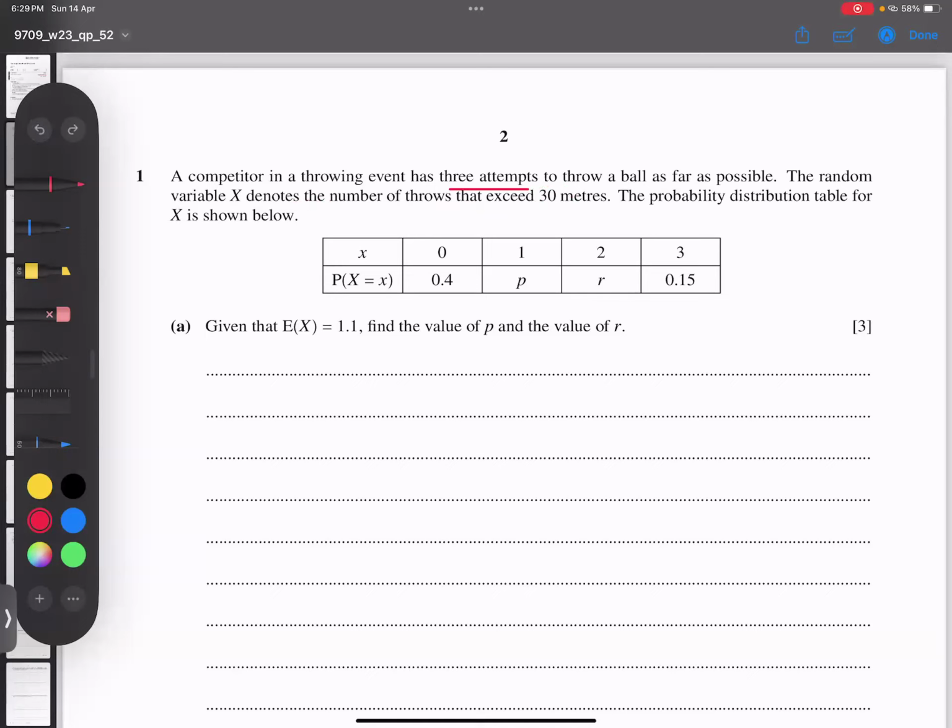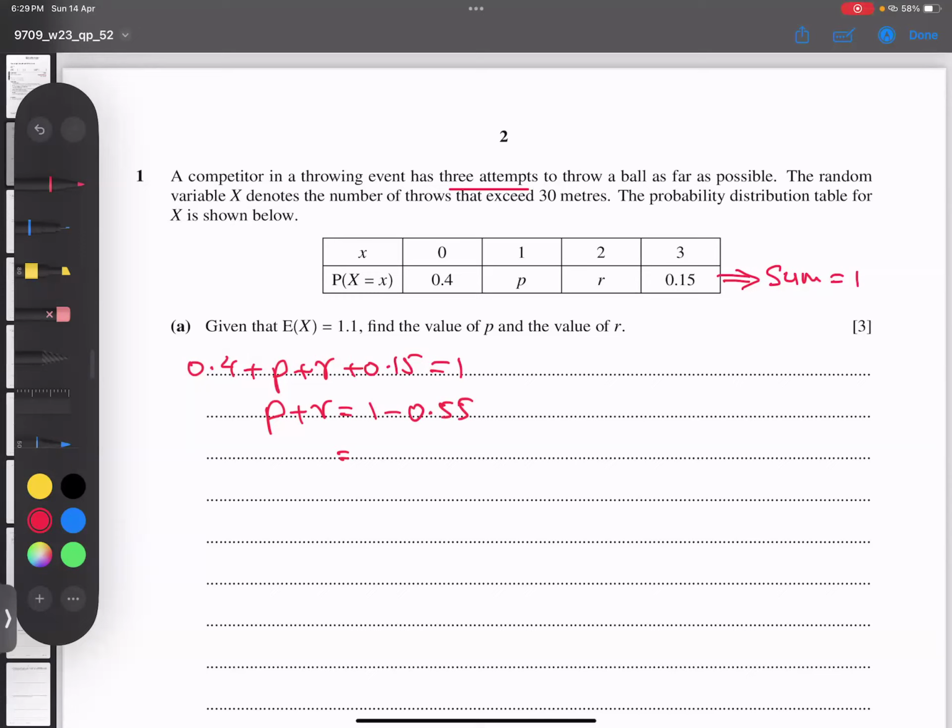And you know, for a random variable, whenever we are given these probabilities, the sum of all probabilities is equal to 1. So I can say 0.4 plus P plus R plus 0.15 is equal to 1. These two values add to 0.55, so it will go there, 1 minus 0.55. And if we solve it, okay.